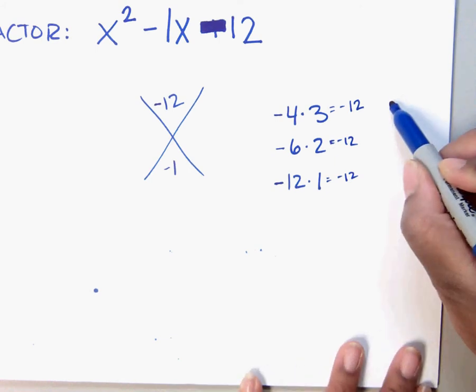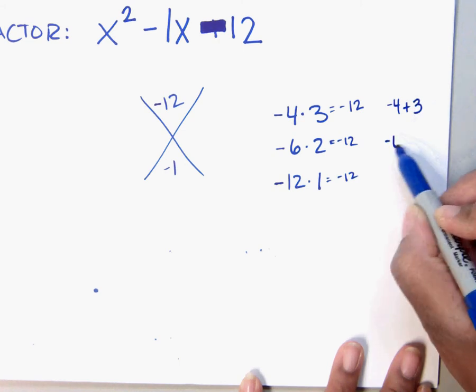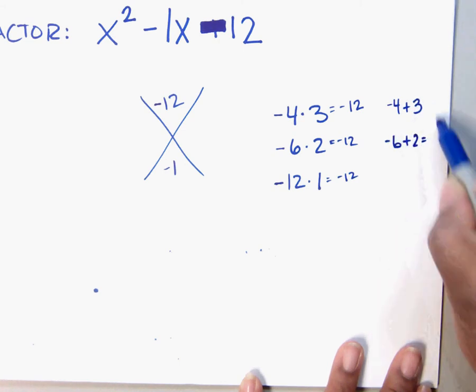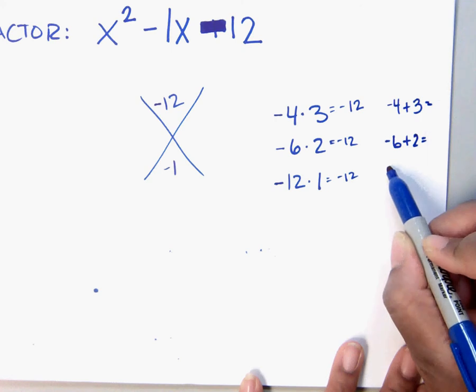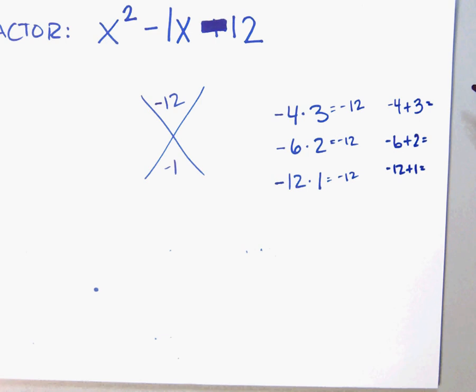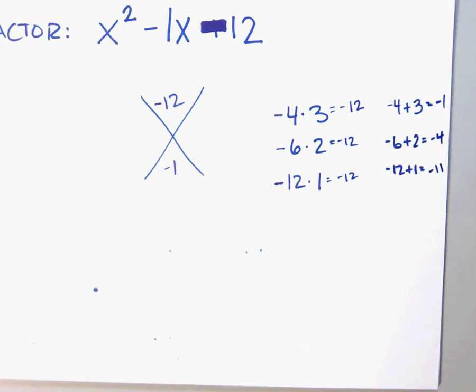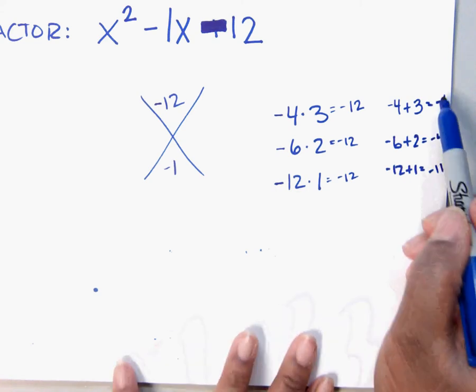So what do I write here? Negative 4 plus negative 6. Plus, okay, and then negative 12 plus 1. Okay. So now what do we get? Negative 1. We get negative 1, and we get negative 11. Negative 11. So which two are we looking for? This one.